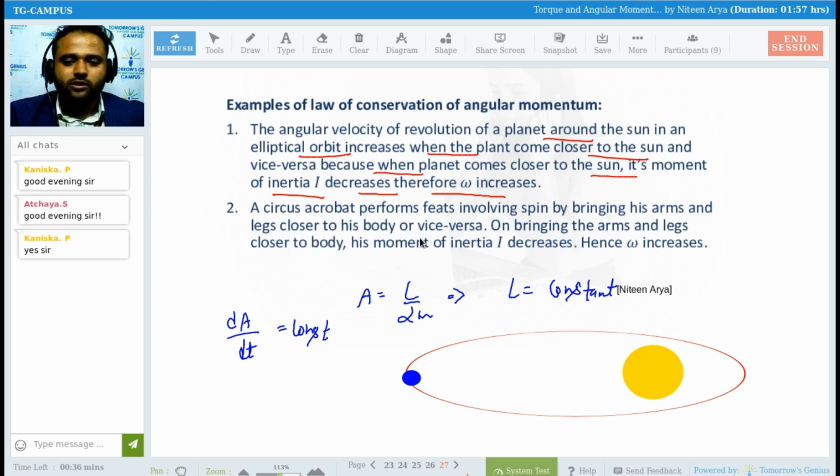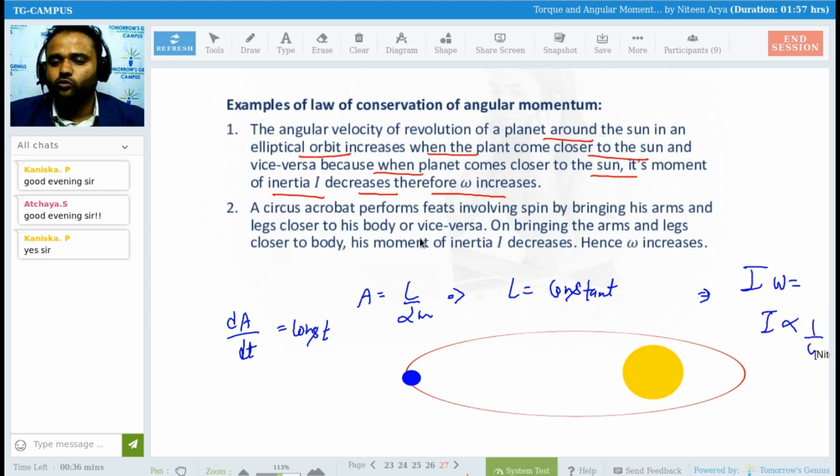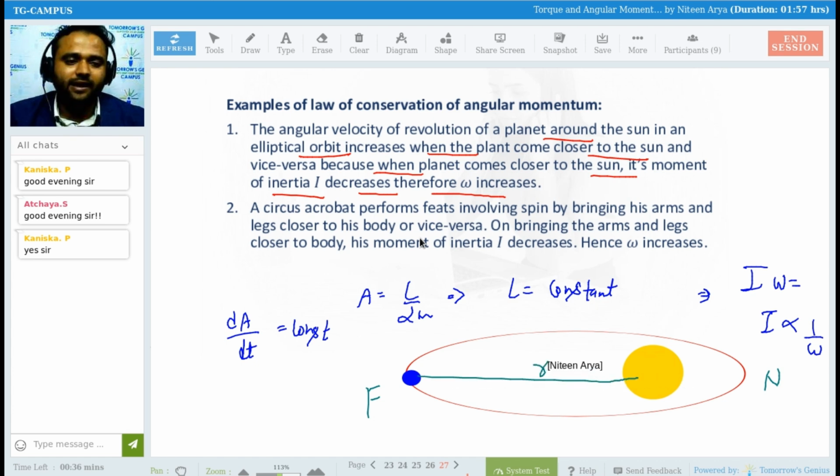So when L is constant, I omega is going to be constant, and you can say omega is 1 by I, or I is inversely proportional to omega. So as is directly seen, at this particular farthest point, and that is the nearest point. The farthest point we have R high. High means higher, so mr square, I, is going to be very, very high. So omega is going to be less.